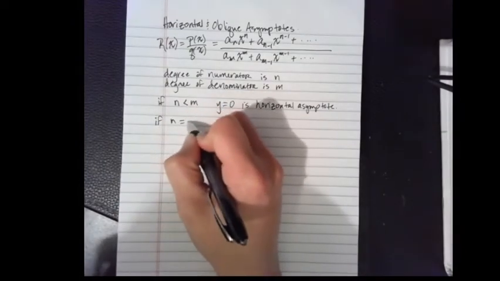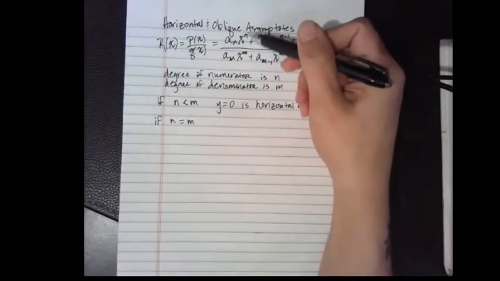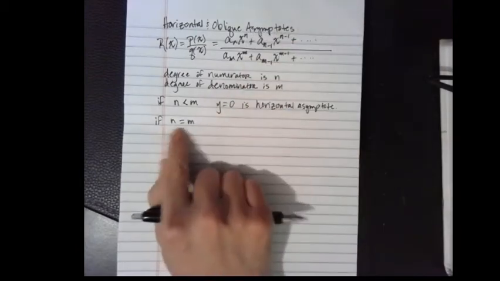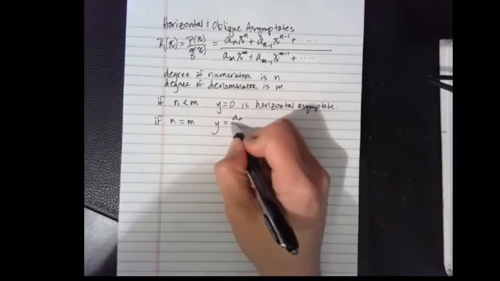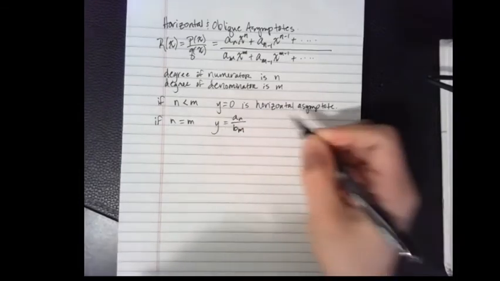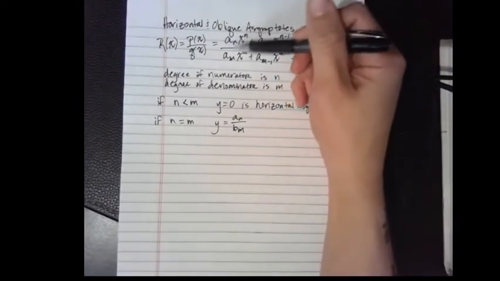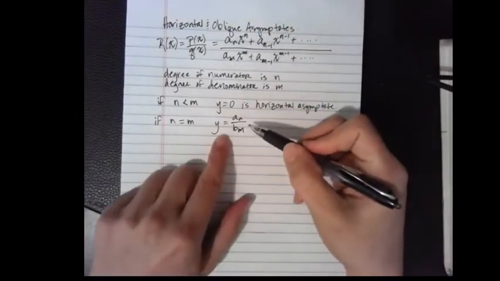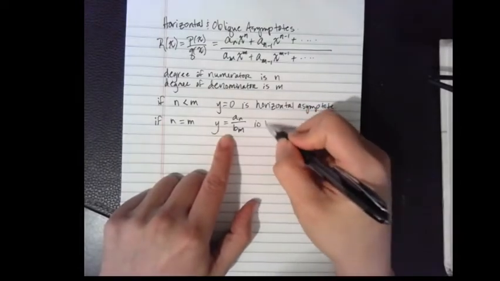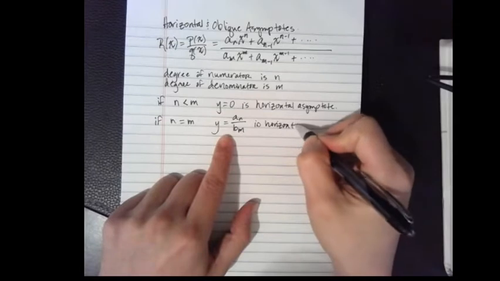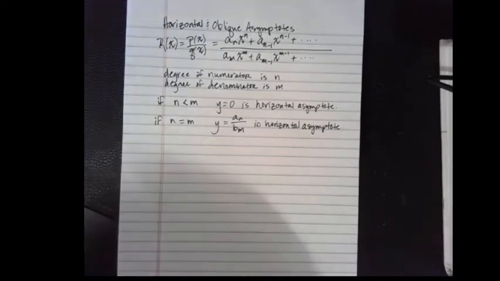If n equals m, so if the lead terms have the exact same exponent, say these were both squared, then you look at the coefficients. I look at this coefficient divided by this coefficient, and that is my special line for the horizontal asymptote. We'll look at some examples in a minute.